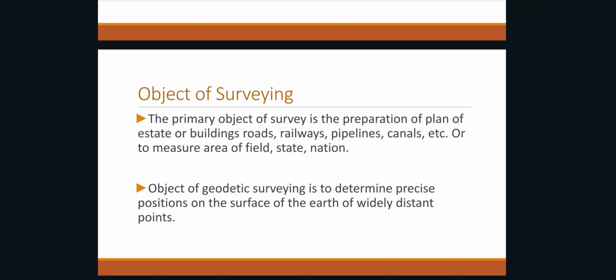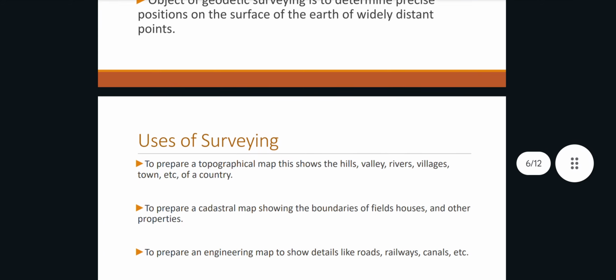Second object is geodetic surveying. In this, we determine the precise position of points on the surface of the Earth with different benchmarks or control points. These are called control points.